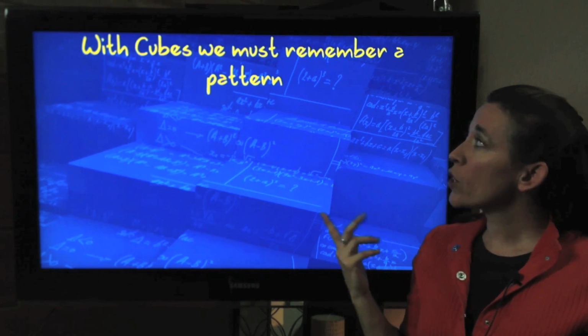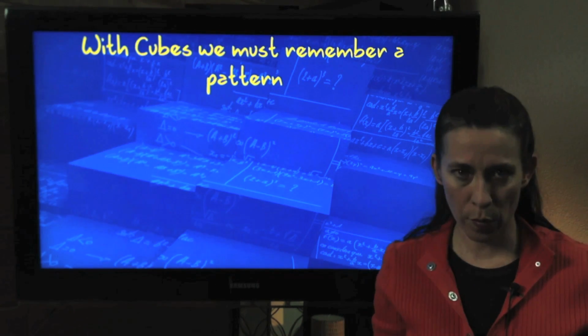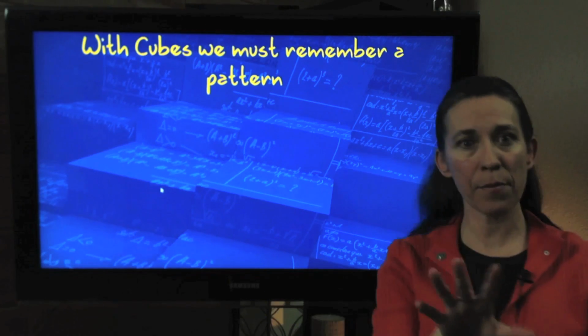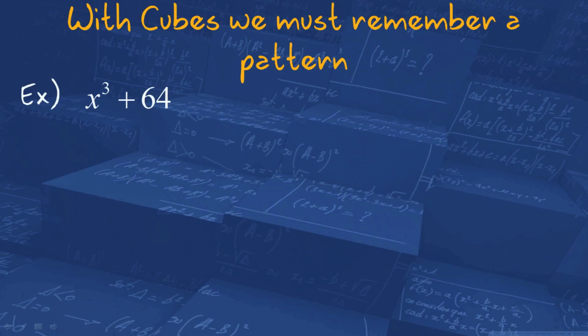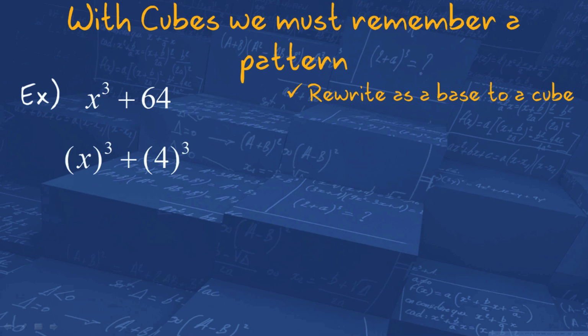Now, unfortunately, with cubes, there's a pattern to remember. So we're going to show it to you, but it's not that bad. Trust me. So here's an example: x cubed plus 64. 64 is actually 4 cubed. So the first thing we're going to do is rewrite as a base to a cube. So x is x cubed and 64 is 4 cubed.